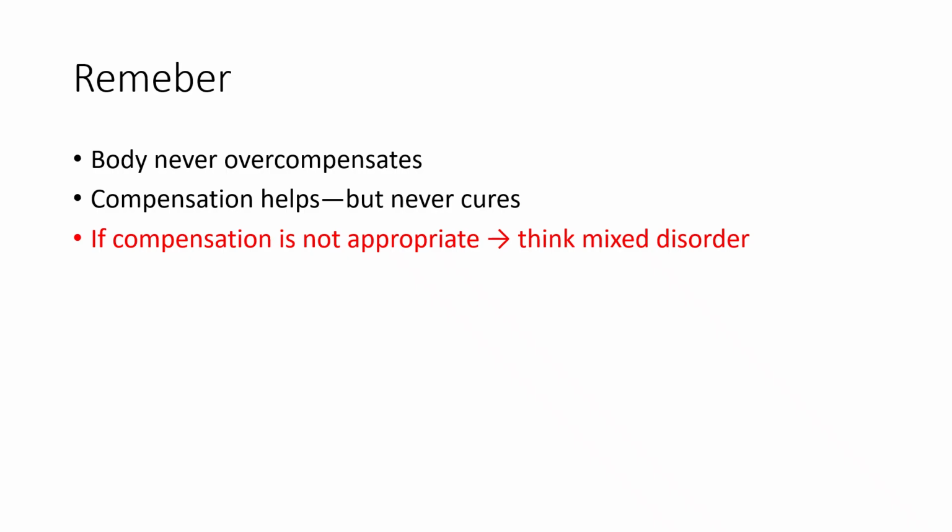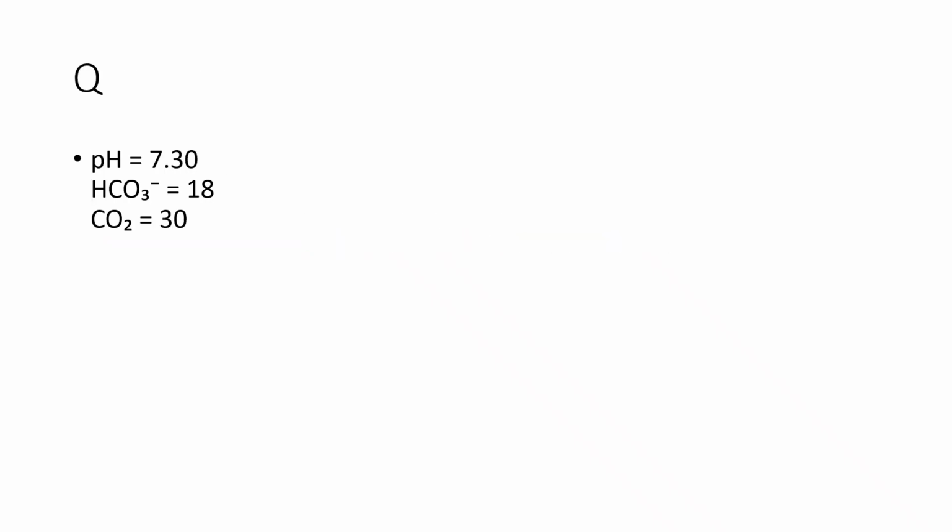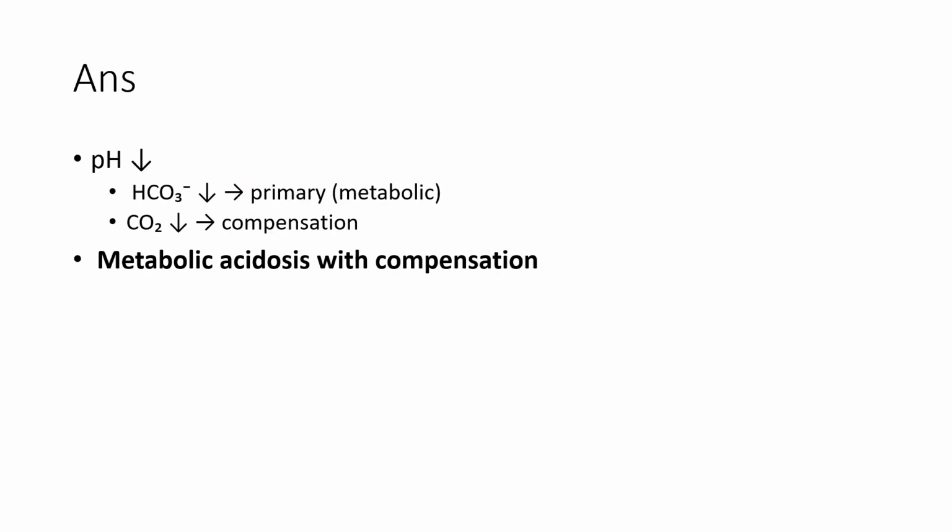So you need to remember that the body never overcompensates. Compensation helps, but it never cures. And if the compensation is going towards the opposite side, then it might signify that it is a mixed disorder and not a simple disorder. So for example, if you see the pH is low, bicarb is low, and CO2 is low, what does it signify? The pH is low, bicarb is low, a metabolic condition, and CO2 has decreased. So it is respiratory compensation for metabolic acidosis.